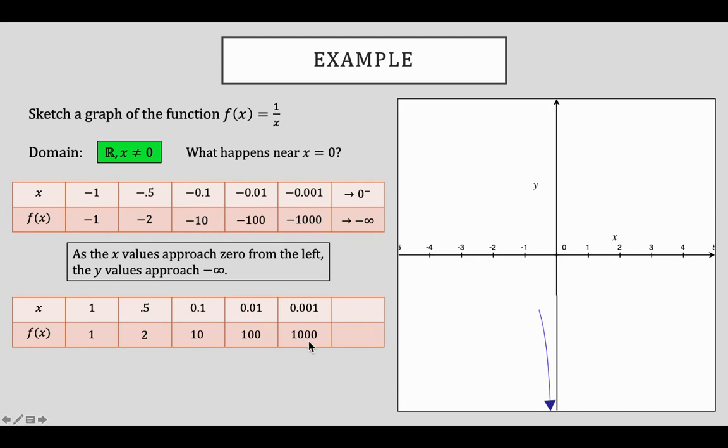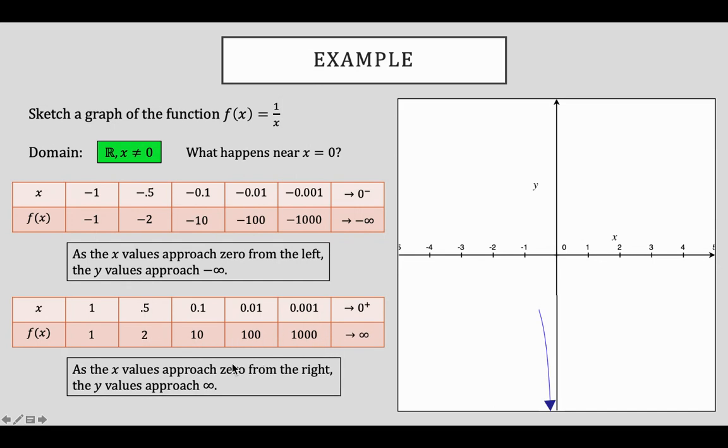And so what is happening to our function here? As my x values get closer and closer to 0 from the right of 0, the y values get closer and closer to infinity. All right, as the x values approach 0 from the right, the y values approach positive infinity.